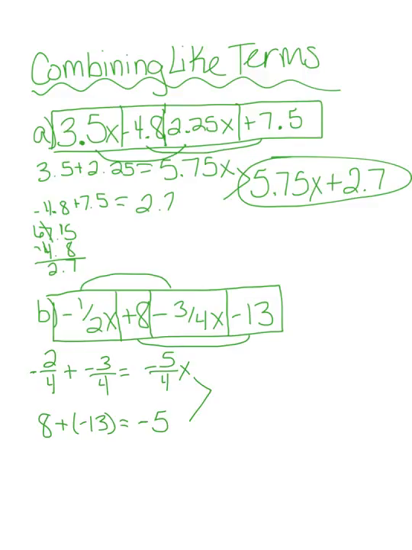And then combining these, I've got negative 5/4 x minus 5. Or I could have negative 5/4 x plus negative 5. Both of those simplified expressions would be acceptable.